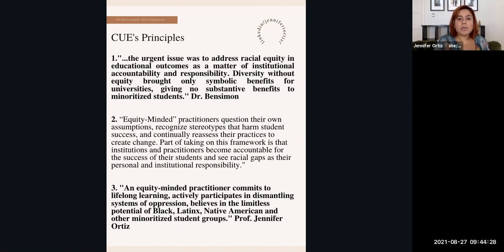Number two, equity-minded practitioners question their own assumptions, recognize stereotypes that harm student success, and continuously reassess their practices to create change. Part of taking on this framework is that institutions and practitioners become accountable for the success of their students and see racial gaps as their personal and institutional responsibility.